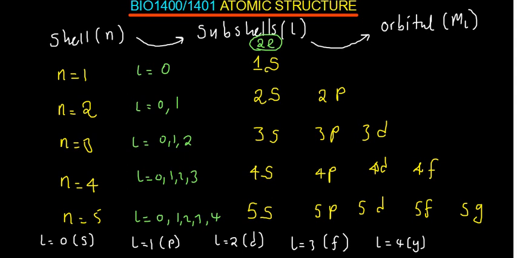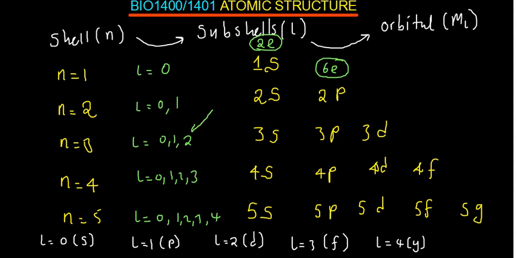When your L is 1, how many orbitals does that contain? An orbital is a number from negative L to positive L. So how many numbers are from negative 1 to positive 1? You've got negative 1, 0, and positive 1. There are 3. Meaning that you are going to have 6 electrons because a p orbital has 3 suborbitals. So a p orbital can accommodate a maximum of 6 electrons.